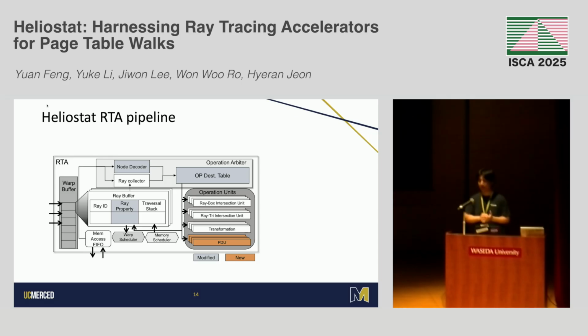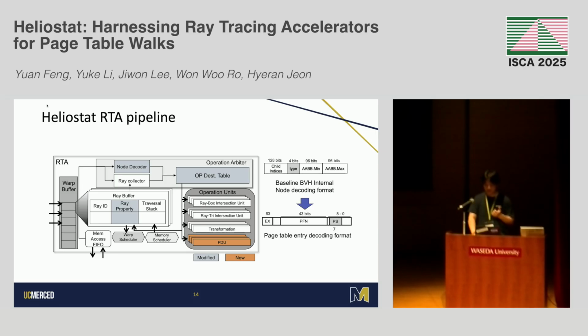Firstly, let's see how we modify the RTA to perform the page table radix tree traversal with the Heliostat-enabled RTA. A conventional simplified BVH internal node is as shown here, as shown before as well. Conceptually, we want to map the radix tree nodes to the tree nodes in the BVH, and we want to map the virtual memory translation request to the ray in ray tracing. So firstly, we extend the node decoder and also the OP destination table to be able to decode and process the standard page table entry format.